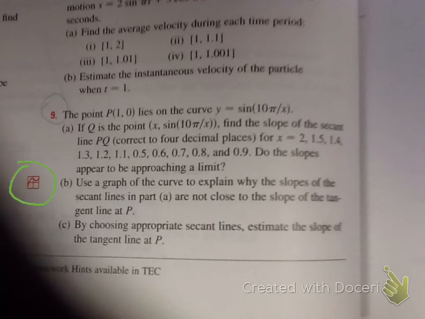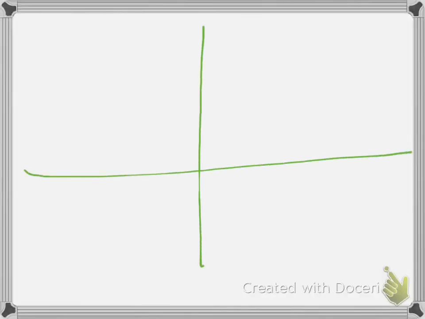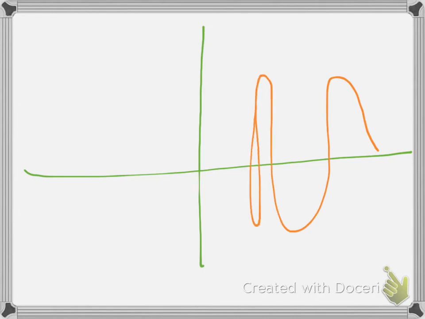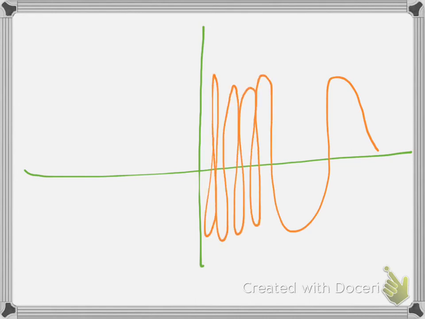Now notice this little icon over here. That means you're supposed to be using some sort of graphing technology, so you can go to Desmos.com or use your graphing calculator or an app on your phone. It doesn't matter. But it says use the graph of the curve to explain why the slopes of the secant lines in part A are not close to the slope of the secant line at P. All right, so because of the way that this graph is behaving, because it is bouncing up and down so much as the values get closer in here, they're just going up and down like crazy.